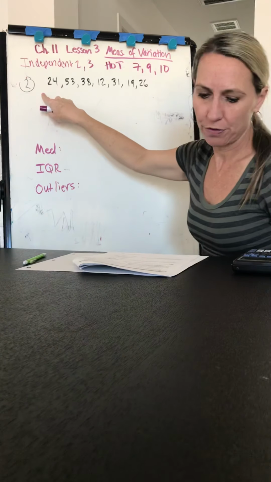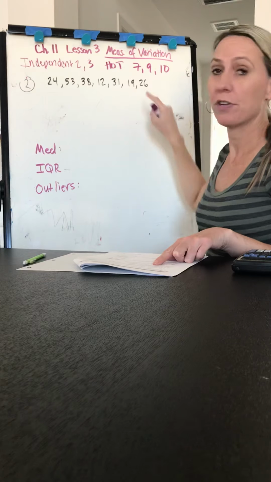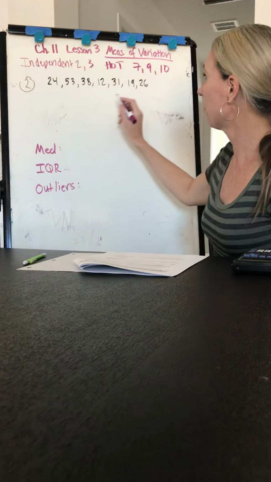Okay, so this is number 2 for the independent practice. It says texts per day, and they're written this way. The first thing you have to do is put the data in order. So, Bentley, what's the first one?